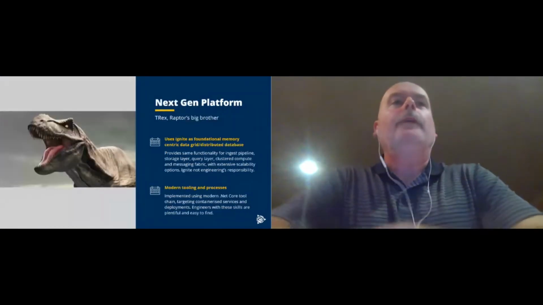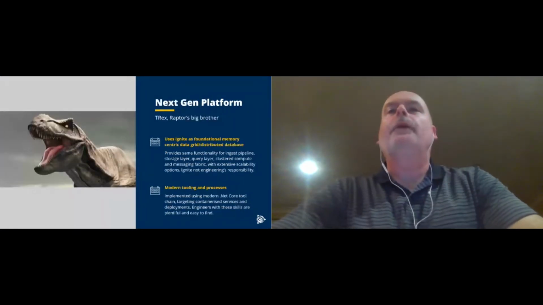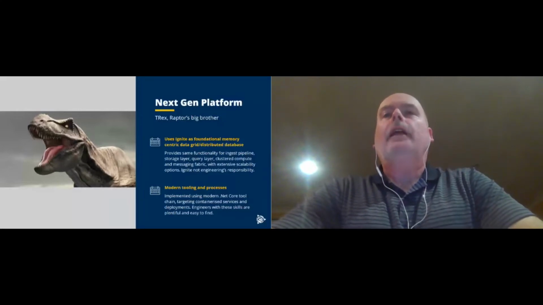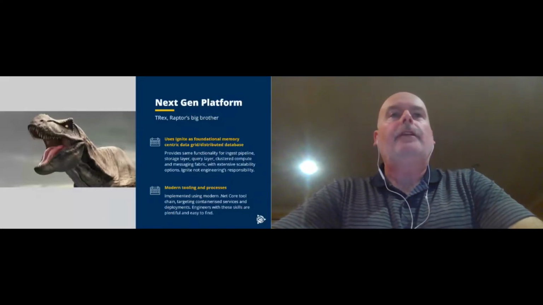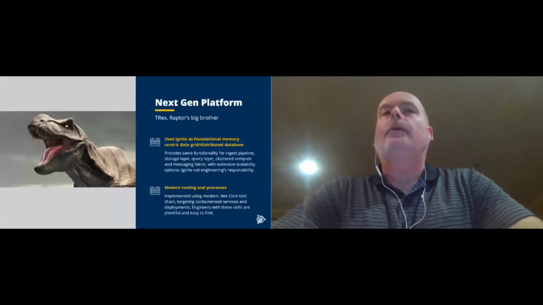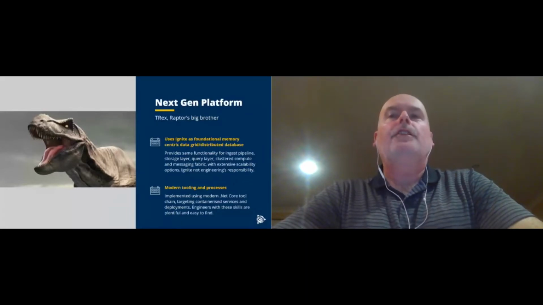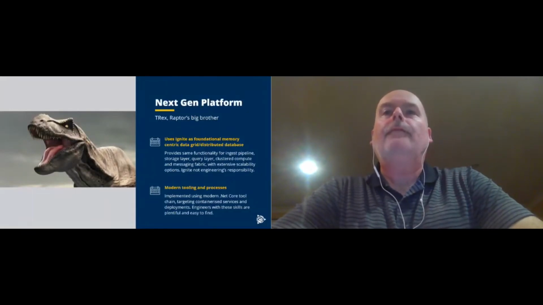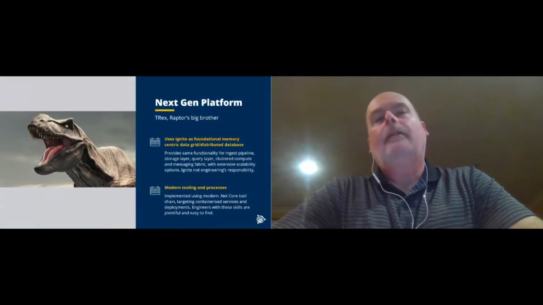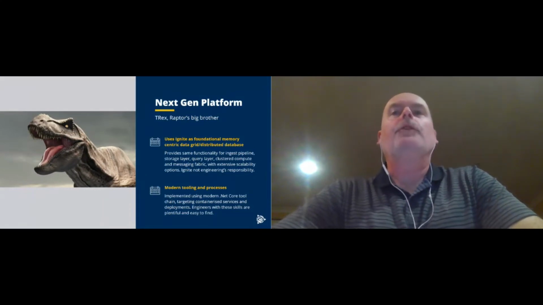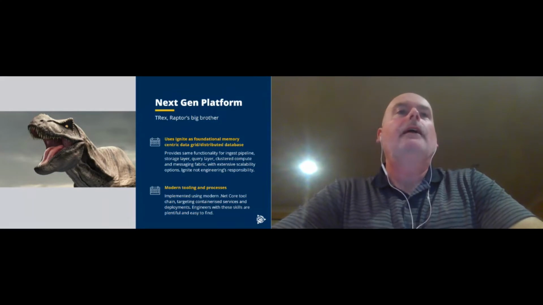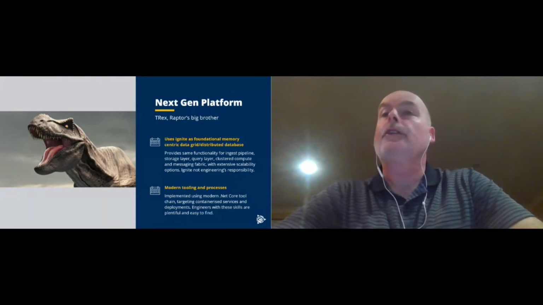For our next-gen platform, we decided to call it TRex because it's really Raptor's big brother. Instead of building our own memory-centric database or distributed database, we decided to go and find one in the market. And Ignite was the one that we chose. The platform itself provides the same functionality, and it leverages the capabilities of the Ignite platform in order to do this. Furthermore, Ignite is not engineering's responsibility. It's a component that we brought in. So we're not responsible for maintaining an internal implementation of all of that functionality.